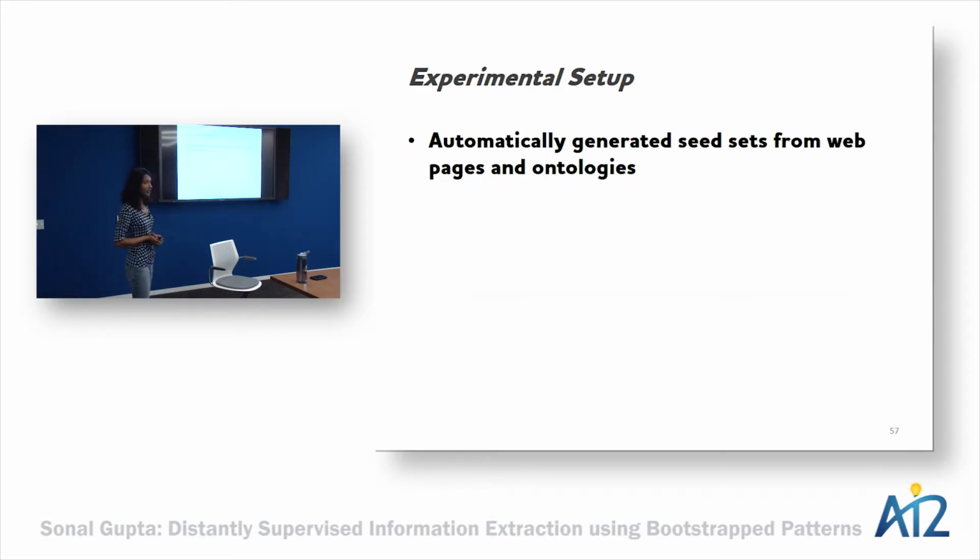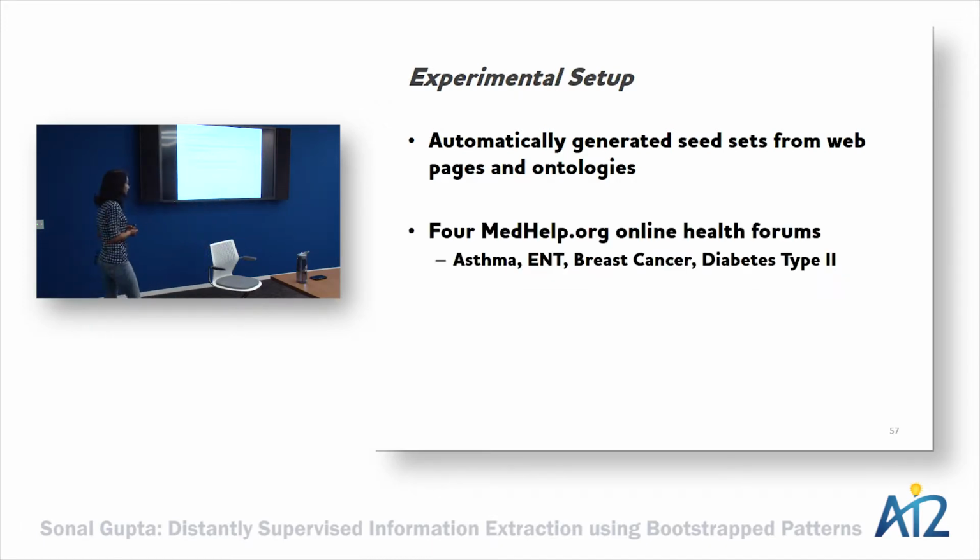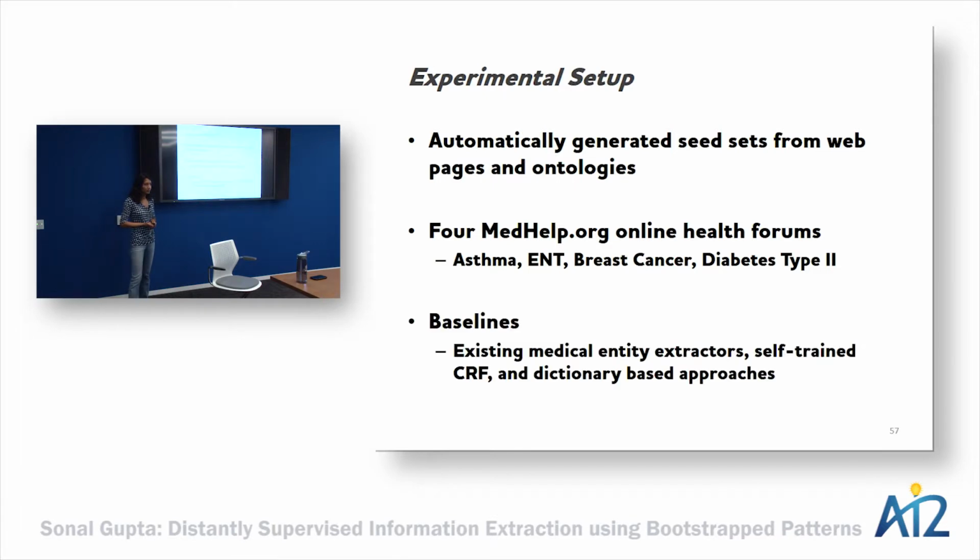So what we did was we automatically extracted seed sets from web pages and existing ontologies. And we extracted information from 4 health forums, on asthma, ENT, breast cancer, and diabetes type 2. And we compared with the other entity extraction systems, which are the widely used entity extractors in the bioinformatics world, and CRFs and self-trained CRFs, and dictionary-based approaches.